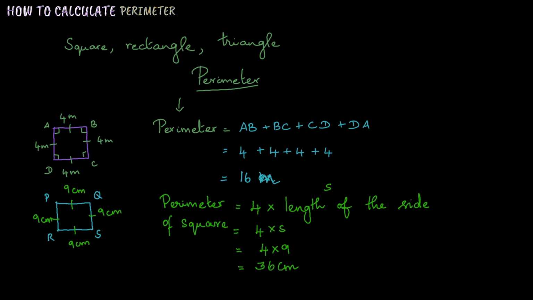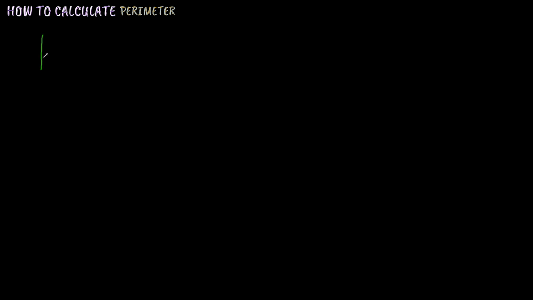Now talking about rectangle. Let me draw a rectangle here. The properties of a rectangle are that the opposite sides are equal. Here this side and this side are the same, and here this side and this side are the same. I'm going to name this rectangle as A, B, C, D. The general formula to calculate perimeter is the sum of all the sides. Here the side AB is 7 centimeter. If AB is 7 centimeter, DC is also going to be 7 centimeter. Now let me take AD to be 3 centimeter. If AD is 3 centimeter, obviously BC is also going to be 3 centimeter.